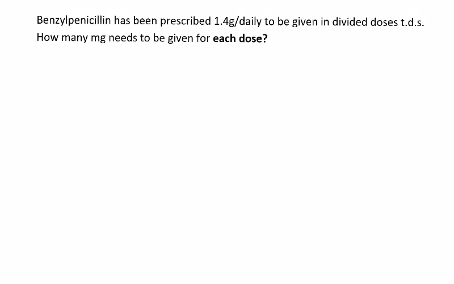The drug here has been prescribed as 1.4 grams daily to be given in divided doses t.d.s. So first let's make sure we know that abbreviation: t.d.s. means 3 times a day. So the 1.4 grams is for the full day, but each dose will be smaller than that because we are going to make 3 doses out of that full daily dose.